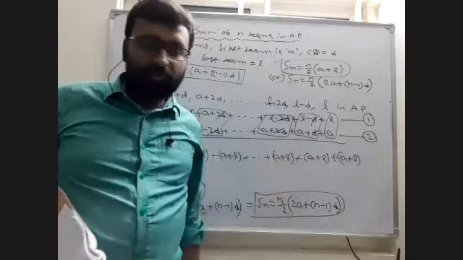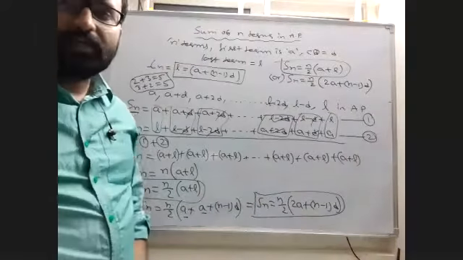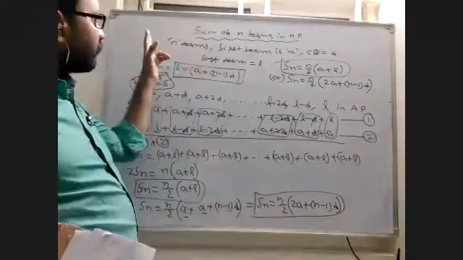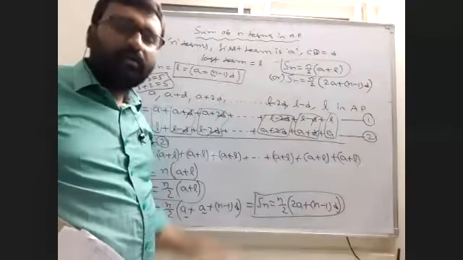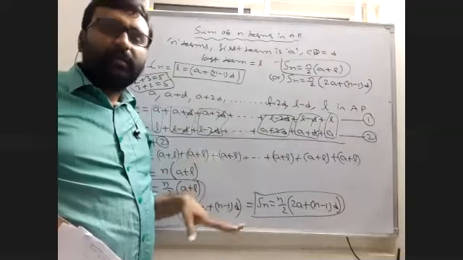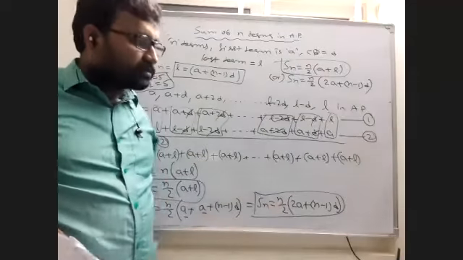N by 2 into 2A plus N minus 1 into D is the formula to find the sum of all terms in which progression? AP, arithmetic progression. This is the formula. Copy fast, Jibin.